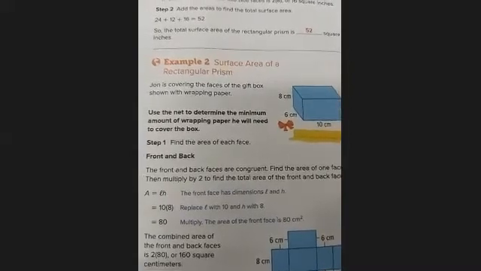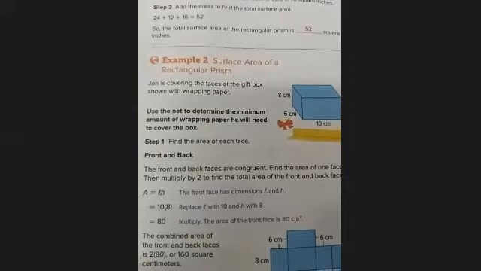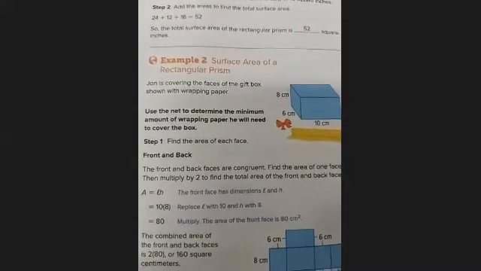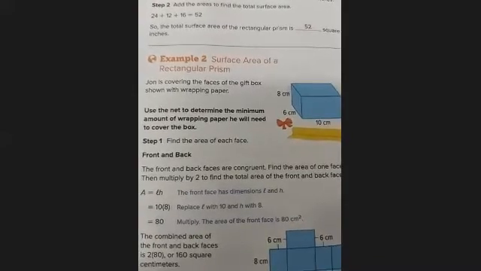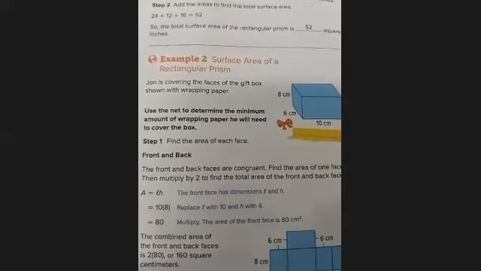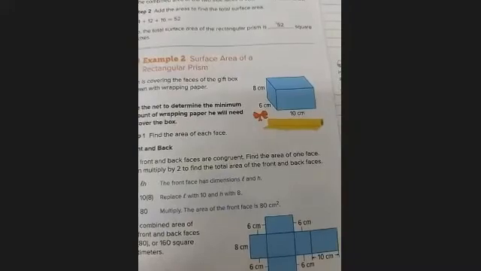Is my voice clear? Yeah. Good. Read example 2, Yazid. John is covering the faces of the gift box shown with wrapping paper. Use the net to determine the minimum amount of wrapping paper he will need to cover the box. Now, to cover the box, guys, we need to cover all 6 faces. Means we need to know the area of these faces, right? Now, what is the length, Yazid, here? The length here is what?